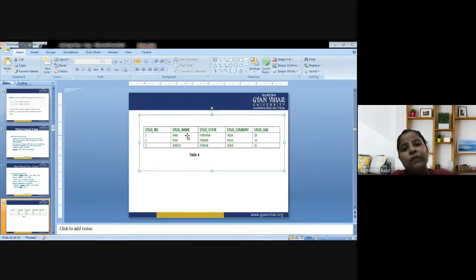So there is a third entry. Name is Suresh, state is Punjab, country is India, and age is 21.